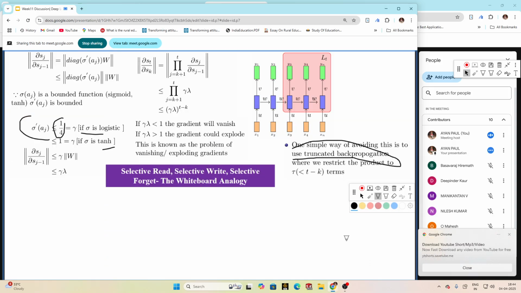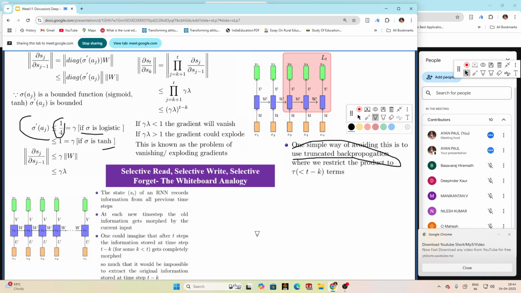Okay, nice. So let's move on to the next thing, that is selectively read, selectively write, selectively forget, the whiteboard analogy. So this is the figure of the RNN. The state S_i of an RNN records information from all the previous times. At each new time step, the old information gets morphed by the current information.